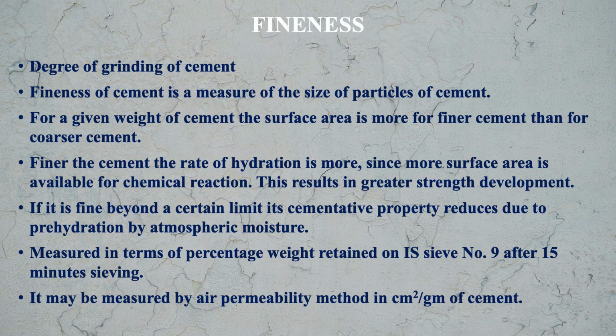If you sieve the cement on the IS sieve number 9, then after 15 minutes of sieving, the percentage of the cement by weight that is retained is reported as the fineness. It is also measured by the air permeability method, and here it is represented in centimeter square per gram. Centimeter square is basically the surface area per unit weight of the cement.